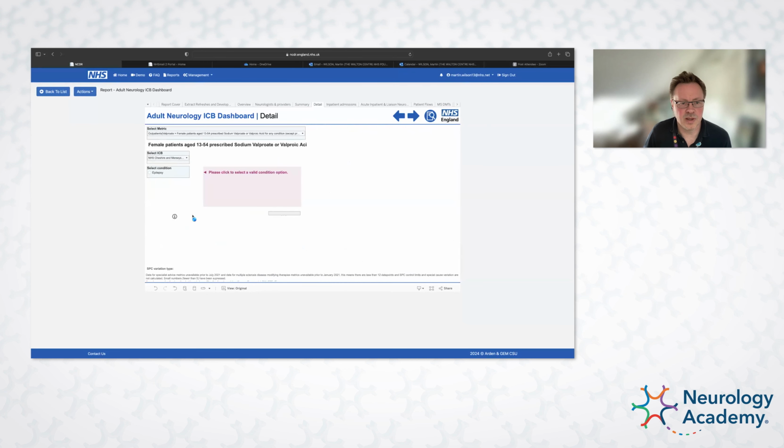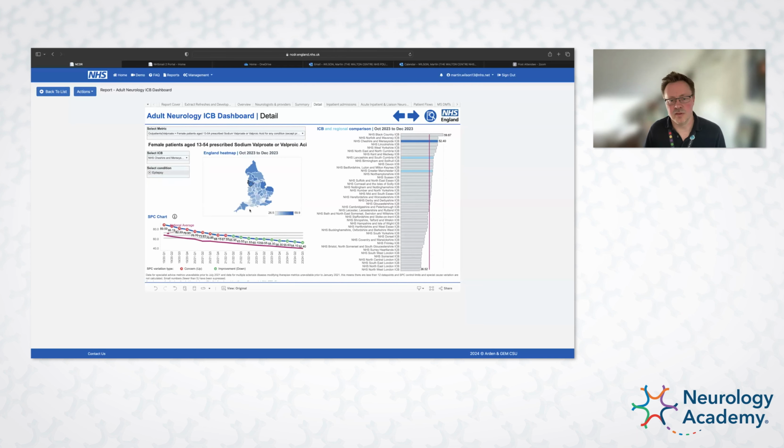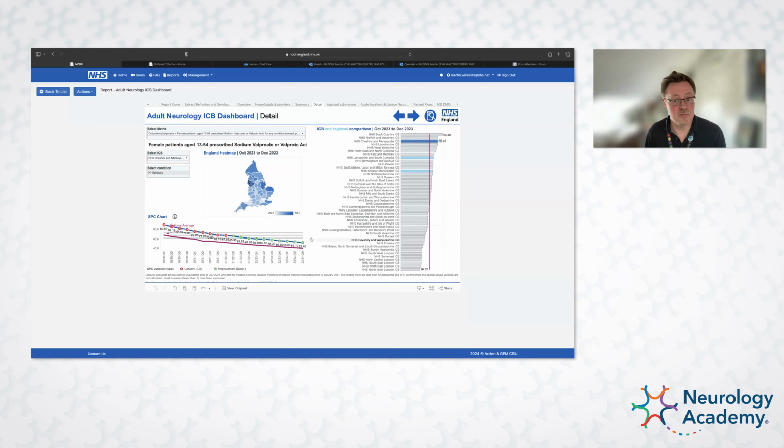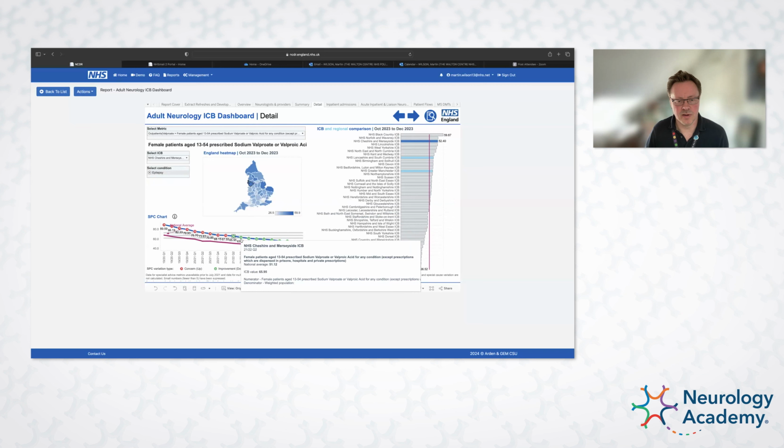Just to show another example again, if you switch that to Valproate, it reminds you to click a condition for this, although that's the only condition we're interested in. And again, this shows you where you are and highlighted, but on the map you can actually quite easily see that data for other areas, and you can see that in bar chart form, and you can see the trend over time. So again, relatively high actually in our ICS, but moving in the right direction.